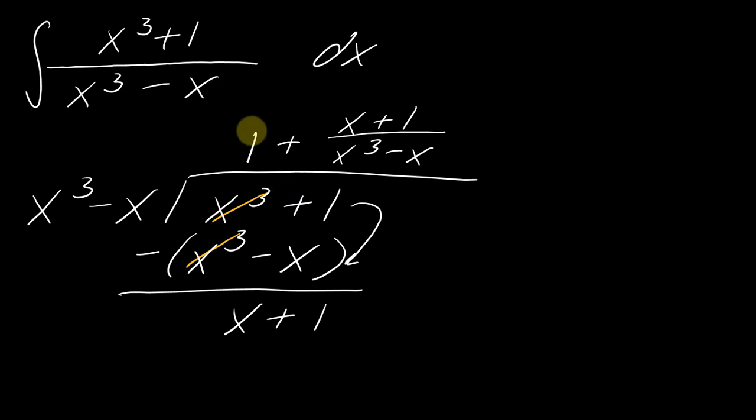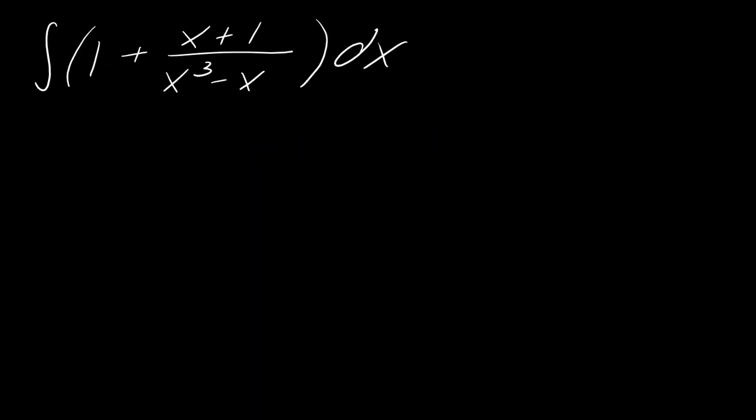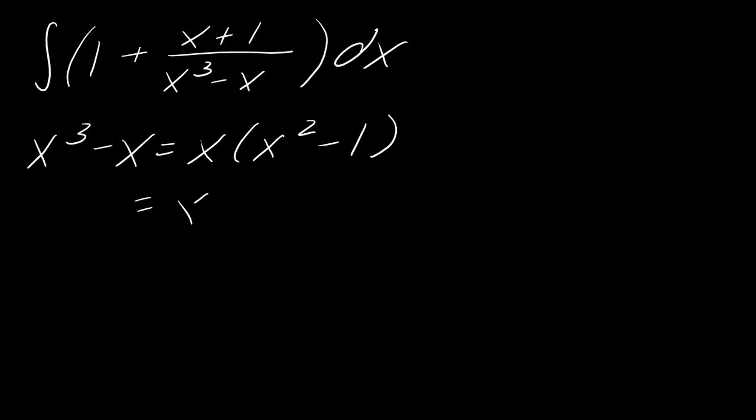So let's restate our integral now like this. So there's what I'm integrating now. And of course, integrating the 1, that one's going to be easy peasy. So let's just focus on how I get my partial fractions here now. So for x cubed minus x, that's going to factor as x times x squared minus 1. And I can factor that again as x times x minus 1 times x plus 1.